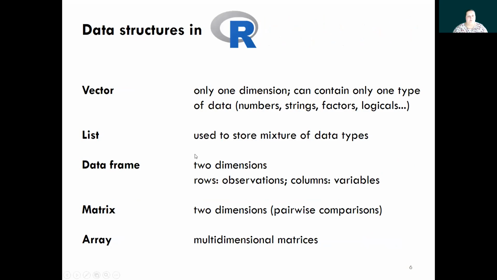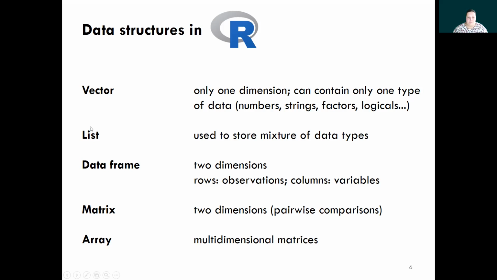So now we're going to switch to data structures in R. We first talked about types, but now we're going to talk about structures. And here I listed a few of them, which are, I would say, the most common ones. So first is the vector. This is the simplest and most basic data structure in R. It has only one dimension and can contain only one type of data. So it can either contain numbers or strings or factors or logicals.